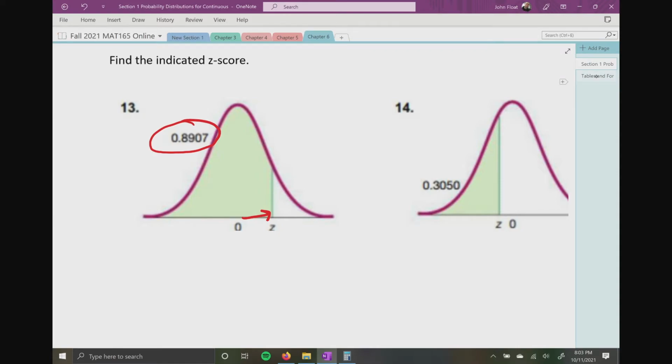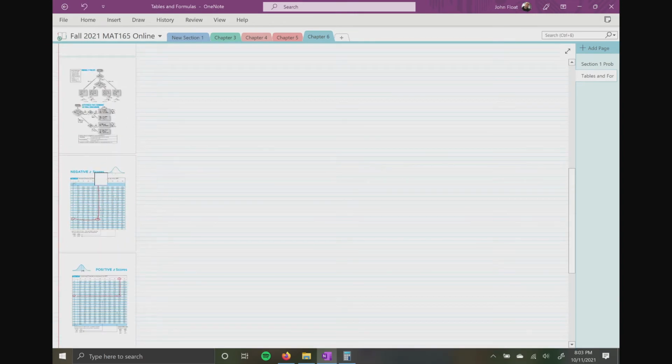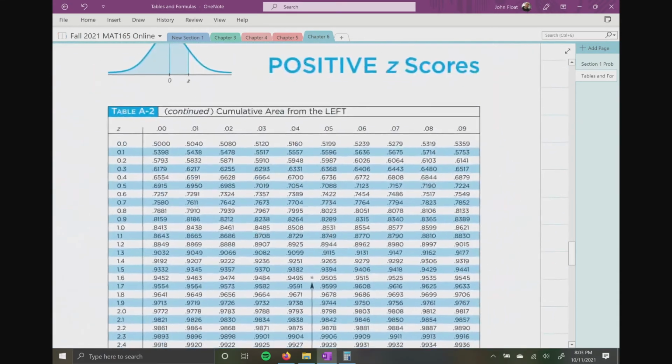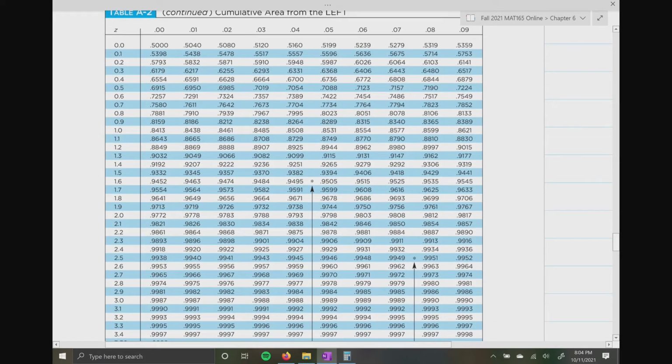So I'm looking at the body of the table. So just give me a second here because I'm going to erase all this stuff real quick. There we go. Now, I'm instantly going over to the positive z-score because our area was 0.89. What was it again? 0.890? Yeah, 0.8907. So it's bigger than 50%. So I know I got to be beyond the mu of 0. Now, I need to try to find in the body of the table, and like I said, this is the stinky part, using a table, is you got to find 0.8907 or as close as you can to 0.8907.